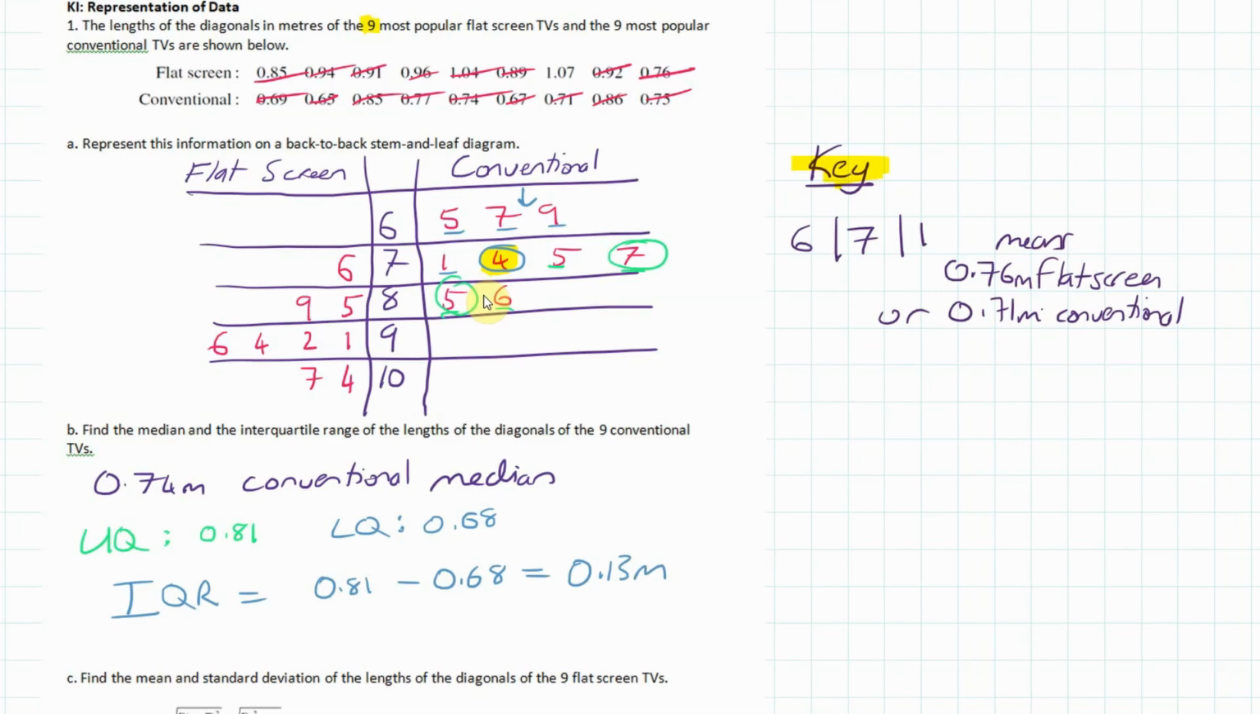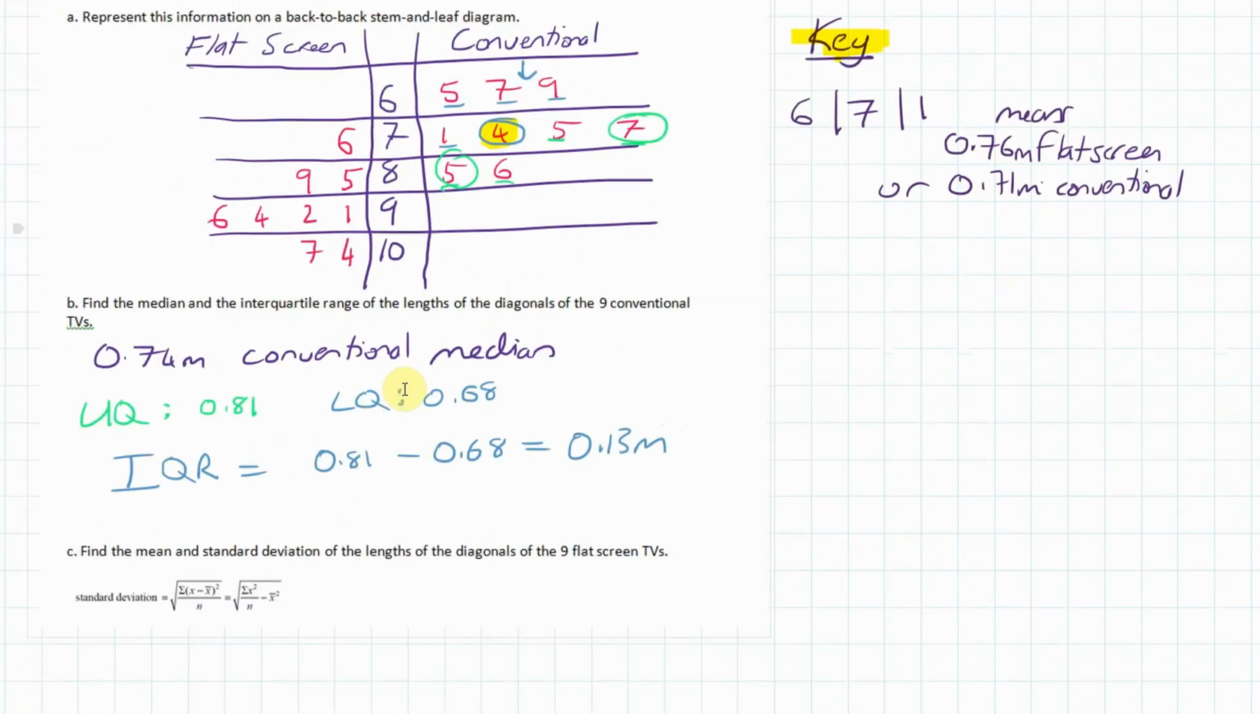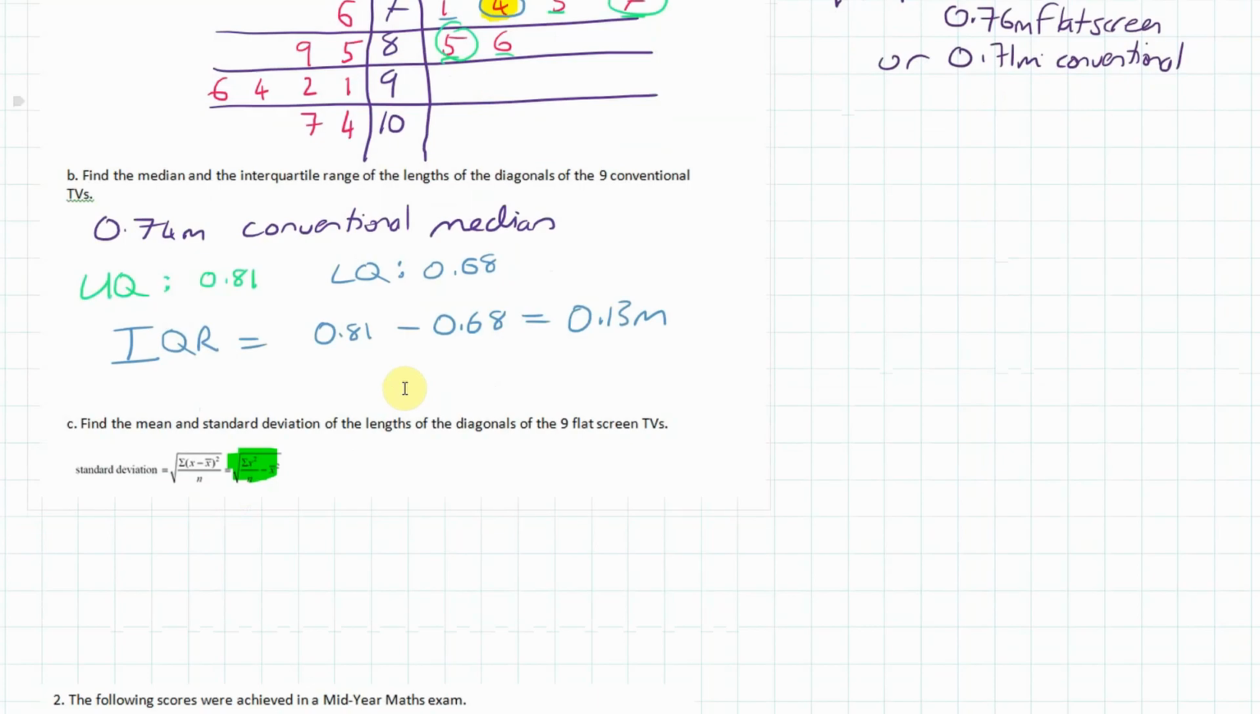Okay, now for the next part, we've got to find the mean and the standard deviation of the lengths of the diagonals of the 9 flat screen TVs. So how are we going to do this? Well, you actually can input the data in your calculator, and I'll probably show you that in class. But it's also good to know how to do this by hand using the formula. So what I think we'll do is we'll use this formula here. So let's have a look at our values and see if we can do that.